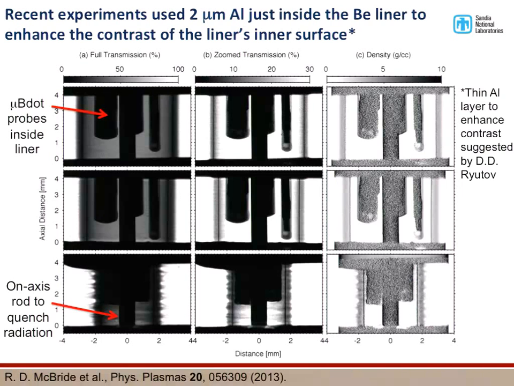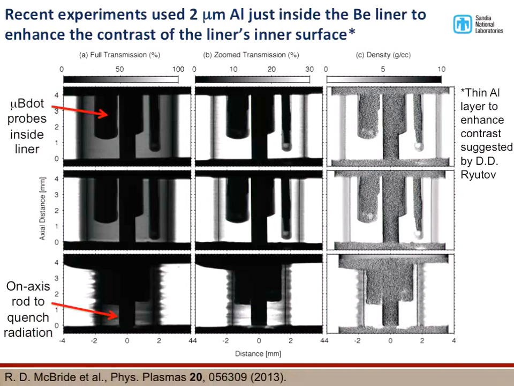Another new recent development is that it was a little hard to assess the inside surface and how stable that is in those previous radiographs I showed you. That's because you're looking through the outside, all that structure on the outside, to see the inside surface. And that leads to confusing interpretations. So Dmitri Ryutov came along and said, hey, you've got this low opacity beryllium, why don't you put a high opacity thin aluminum foil on the inside, and that'll give you a high contrast marker for where the inside surface is.